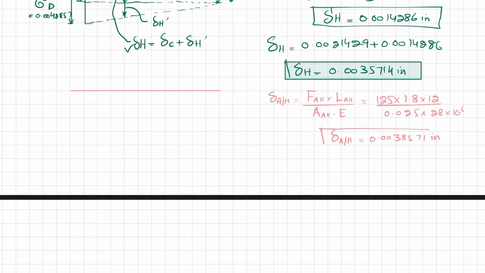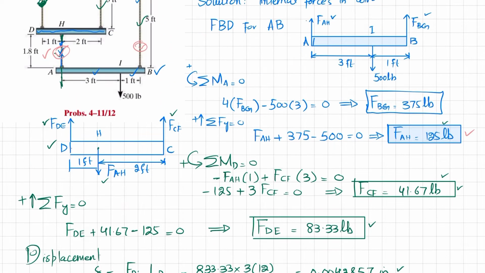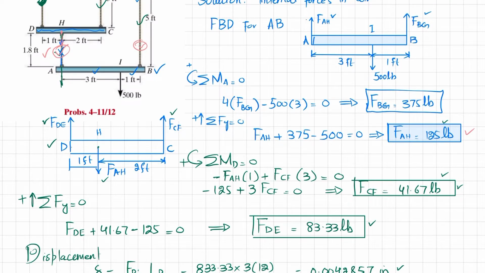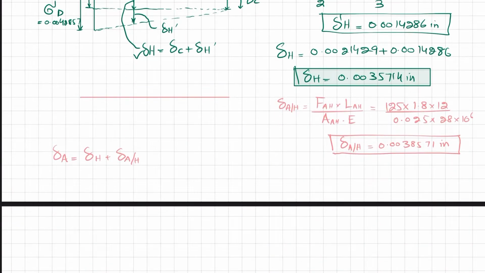Okay, so this is displacement of point A/H. Now total displacement of point A is displacement of point H plus displacement of point A with respect to H. I will explain. You can see this point H will move downward. Clear? So this displacement is point H and this displacement is of point A with respect to H. So total displacement will be this one, point A.